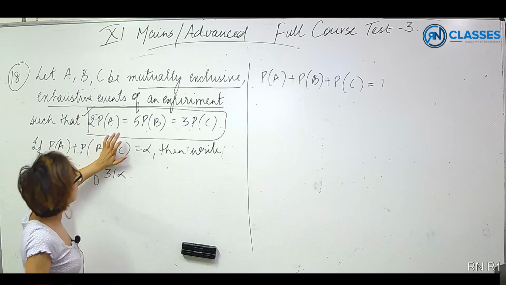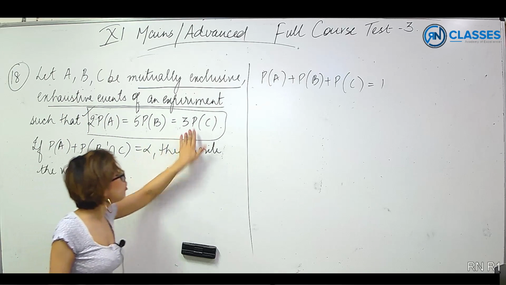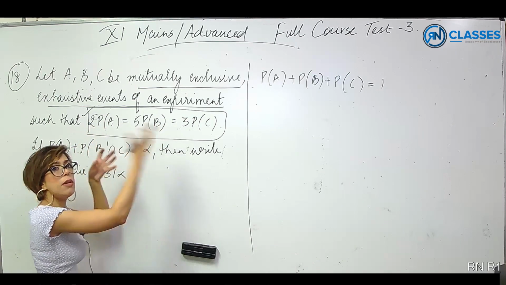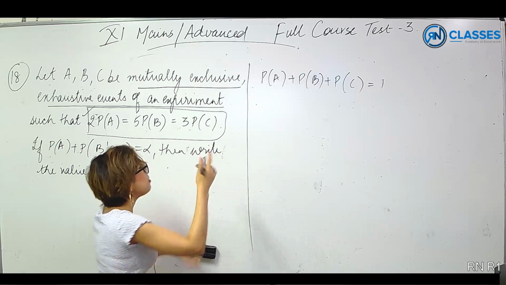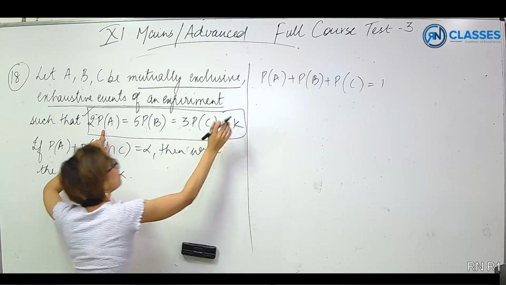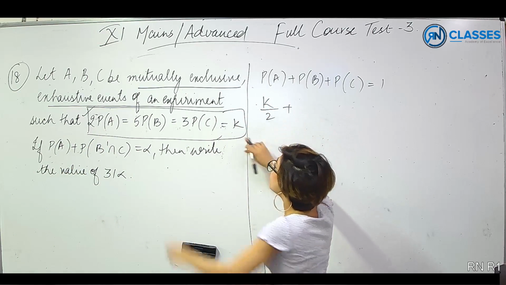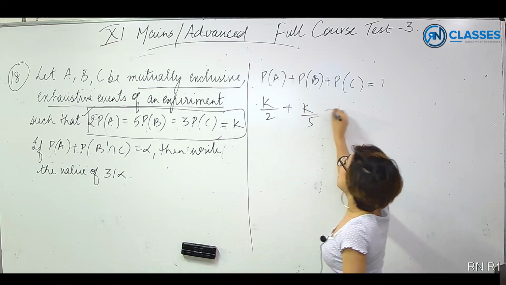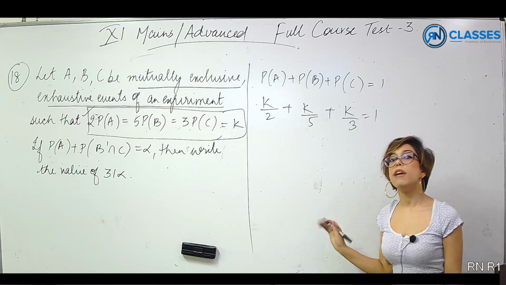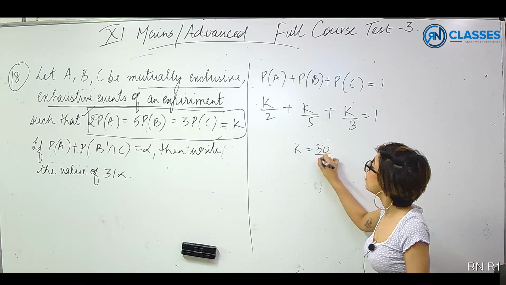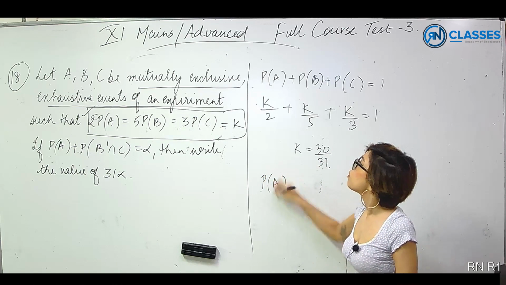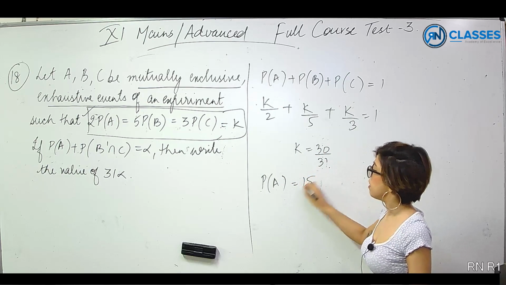Twice probability of A is equal to 5 times probability of B is equal to 3 times probability of C. Trying to work out the relation between probability of A, B and C, let me just equate this to K. So probability of A is nothing but K by 2, probability of B is nothing but K by 5, and probability of C is nothing but K by 3. You have the value of K from here, which turns out to be 30 by 31. Right? That means you're getting the answer. Probability of A, which was K by 2, is 15 by 31.